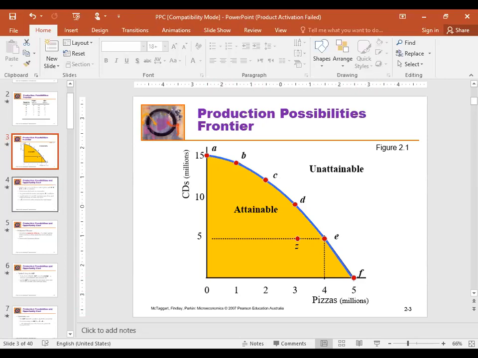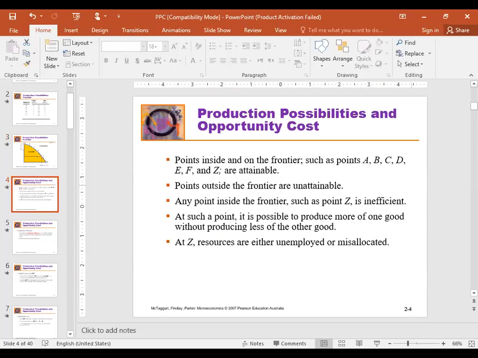Here the points A, B, C, D, E, and F are attainable. That means we can do them. They're showing efficiency, and by efficiency, I mean that you're utilizing all of your resources. You are reaching full production potential. Any point inside the frontier, such as Z, is inefficient. Remember that. Inefficient means that your resources are left idle. You're underutilizing your resources.